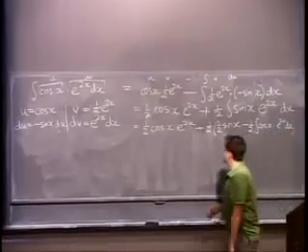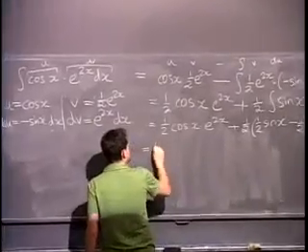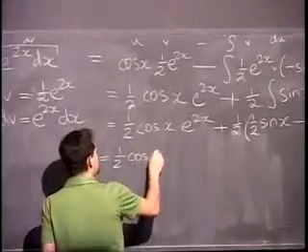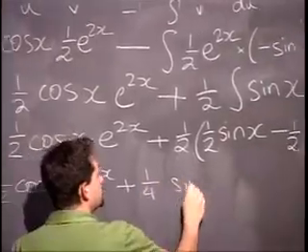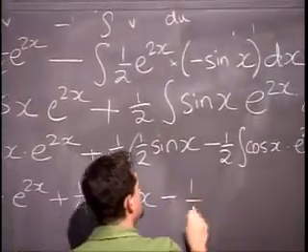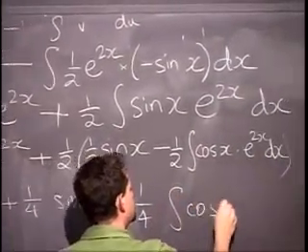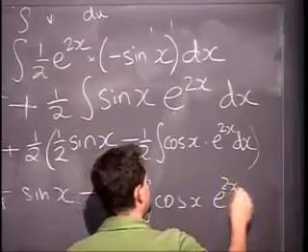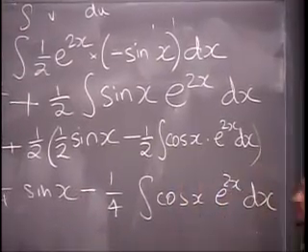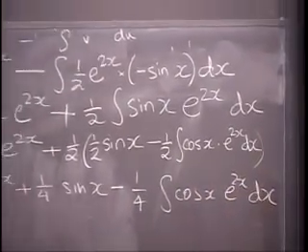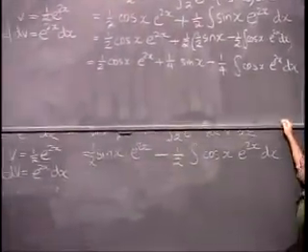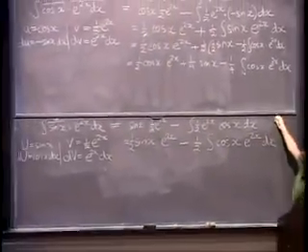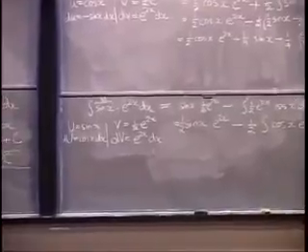Let's just expand this out. 1/2 cosine x e to the 2x plus 1/4 sine x minus 1/4 integral cosine x e to the 2x dx. Okay, so we pause for breath here. We've integrated by parts twice. I'm now going to push this up so you can see the second part for a second. I mean, just in case you didn't get it down, it hasn't changed.